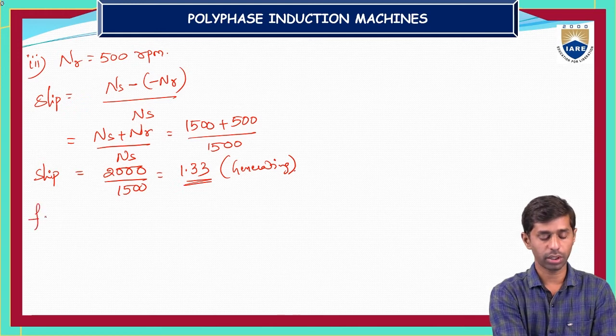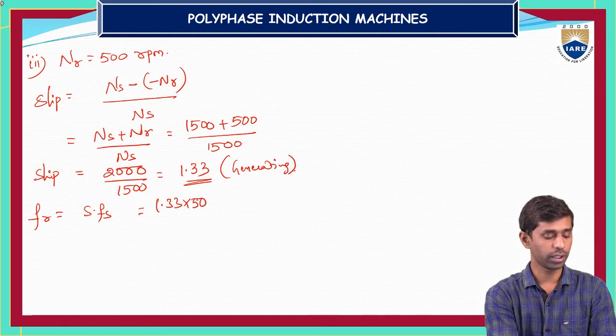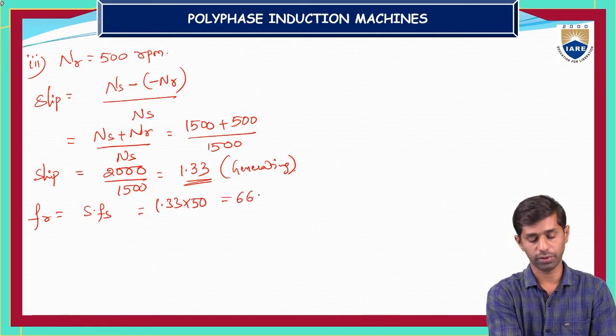Next, the frequency of the rotor equals slip times the frequency of the stator, that is 1.33 times the frequency of the supply, which is 50 Hz. We will get 66.5 Hz.